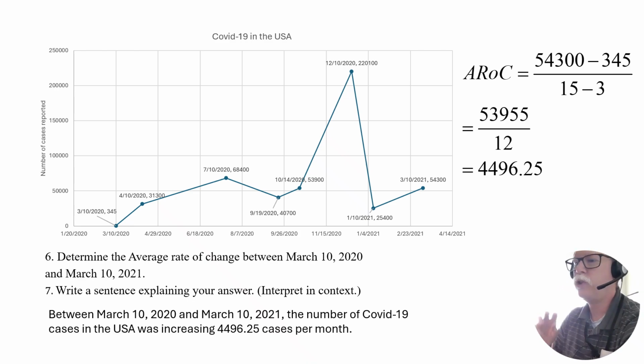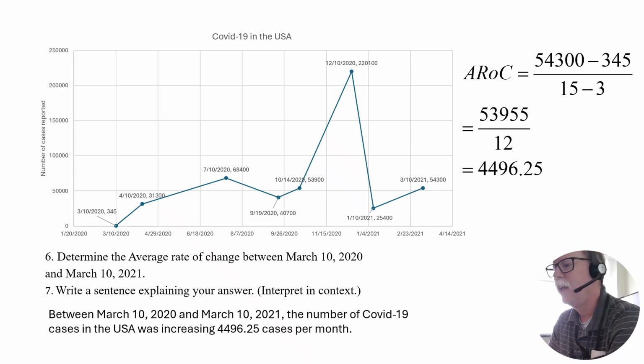So you want to use the specific input values you're given, between March 10, 2020 and March 10, 2021. Describe the output, the number of COVID cases in the United States of America. It's a positive value, was increasing, that value per input unit, in this case per month. Awesome. Let's try the next pair.